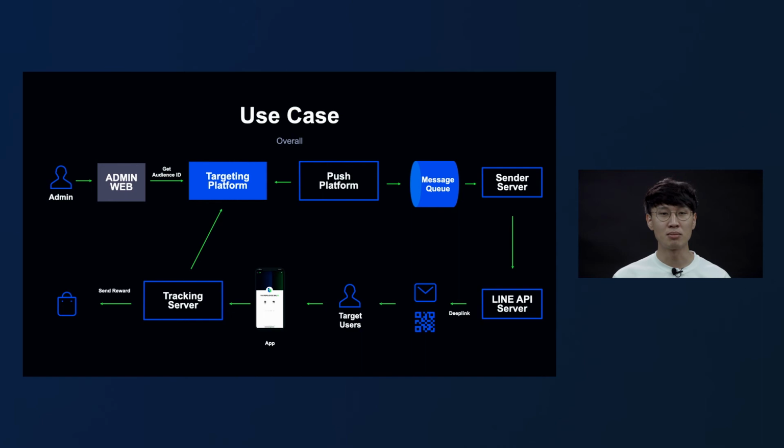The targeting platform judges the conditions of the relevant audiences or collects the users who fit the condition in batches. And using this user data, on push platform, task to send away messages is created. And the sender server uses this task information and sends a request to the Line API server to send away messages. Now, the target user will receive a message containing a deep link, and when they open the deep link, the tracking server will check if the user exists in the targeting platform, and if there is one, reward will be sent.